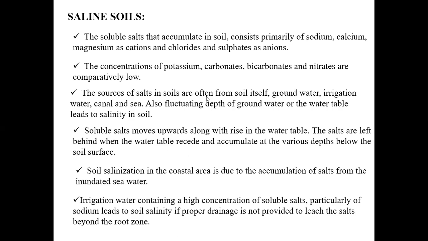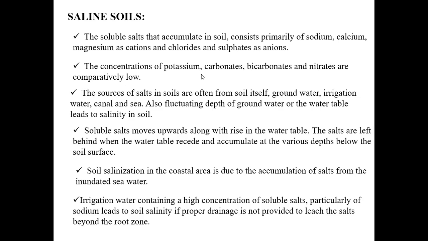In salt affected soils, students, majorly there is accumulation primarily of sodium, calcium and magnesium as cations, and chloride and sulfates, along with secondary carbonates of calcium, magnesium, and sodium. Whenever the conditions are very severe, the concentrations of potassium, carbonates, bicarbonates, and nitrates are comparatively low. So in saline soils, mostly the salts consist primarily of sodium, calcium and magnesium as cations, and chloride and sulfate ions. You can expect the concentration of sodium, calcium and magnesium to be very high.